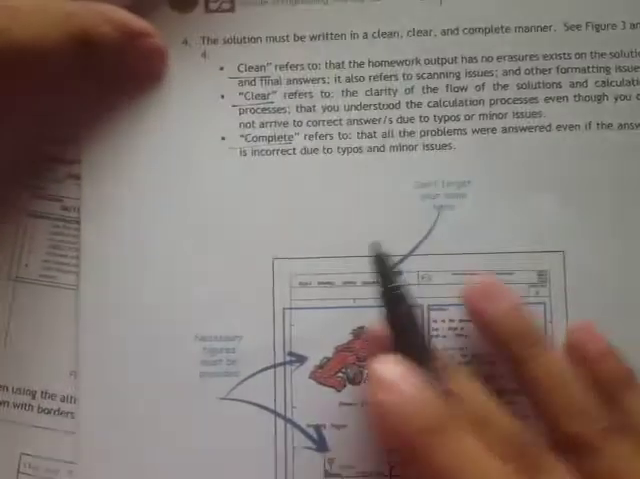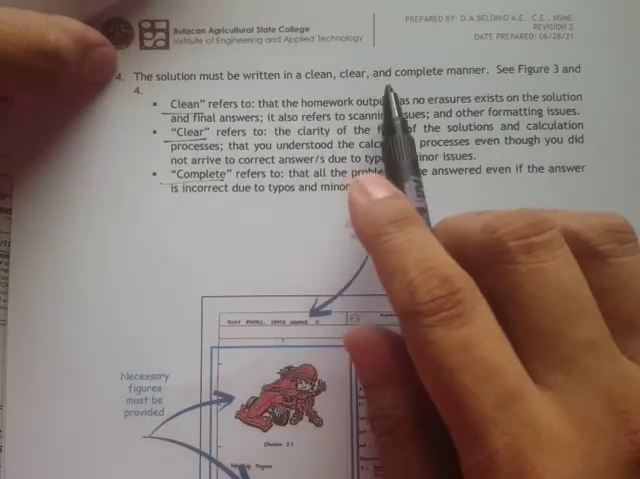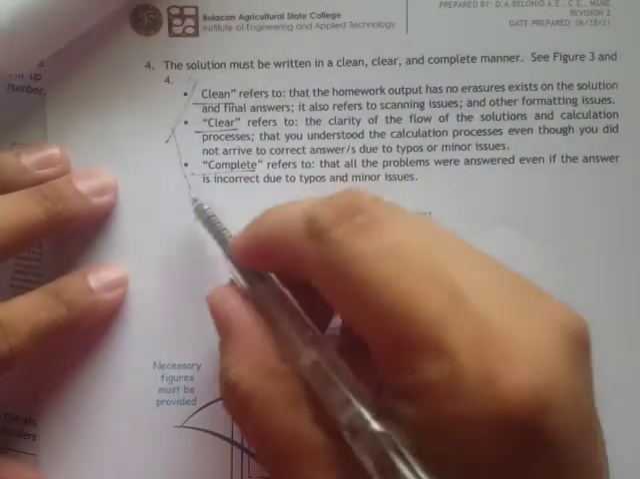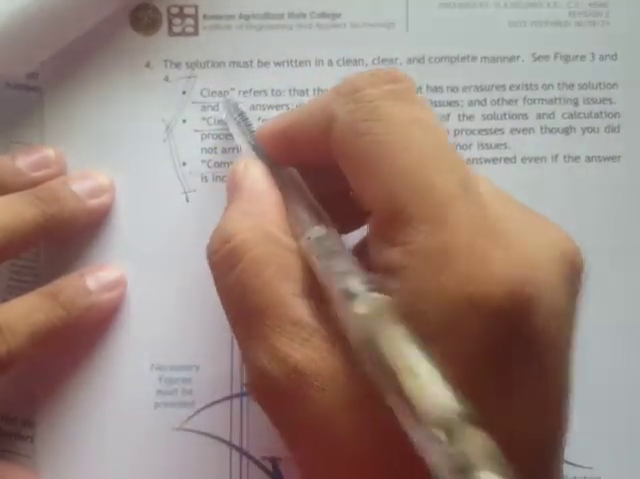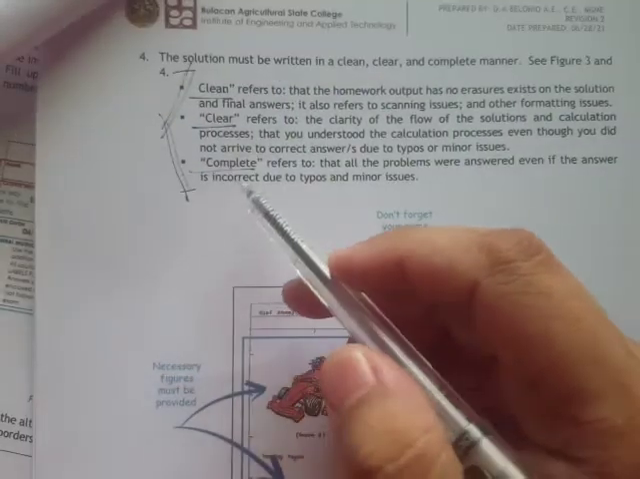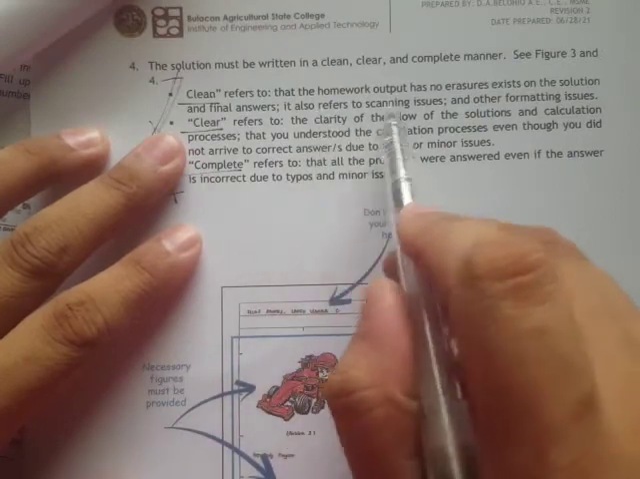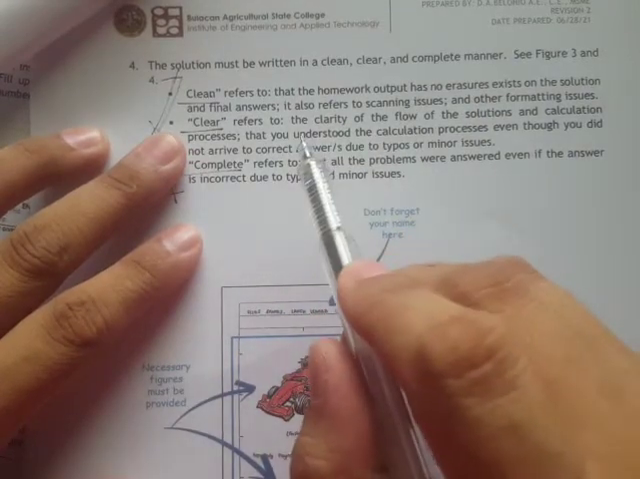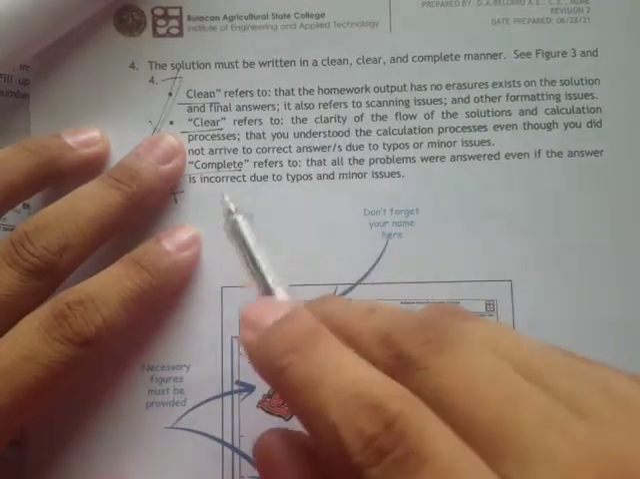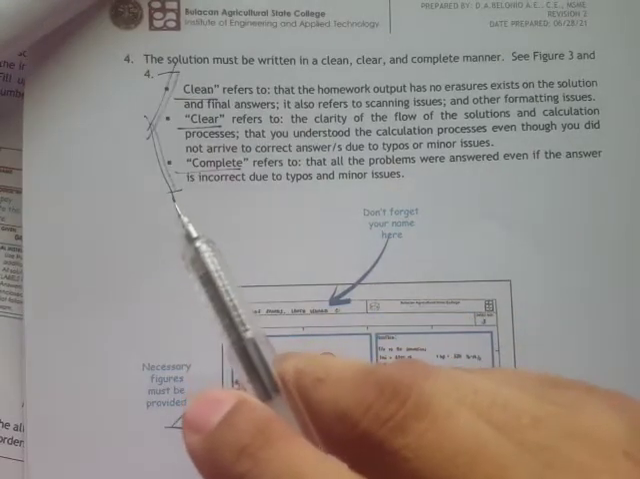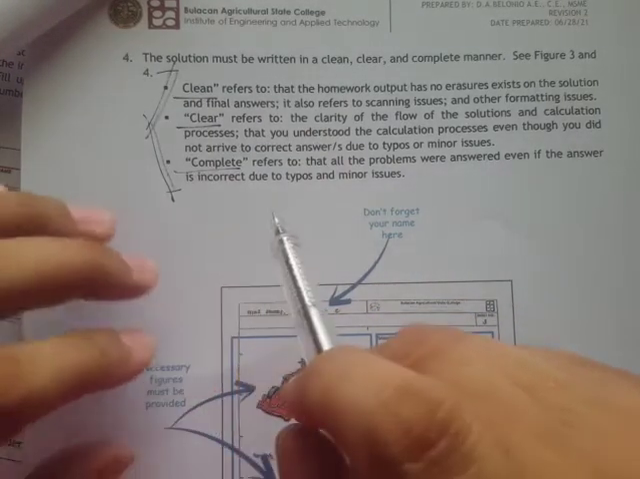Now let's go to number 4. It says here that the solution must be written in a clean, clear, and complete manner. These 3 right here are the ones that govern the checking of your homeworks. So it must be clean, it must be clear, and it must be complete. When I say clean, it refers to the homework output having no erasures, and it also refers to scanning issues, so it must be scanned properly, and other formatting issues.